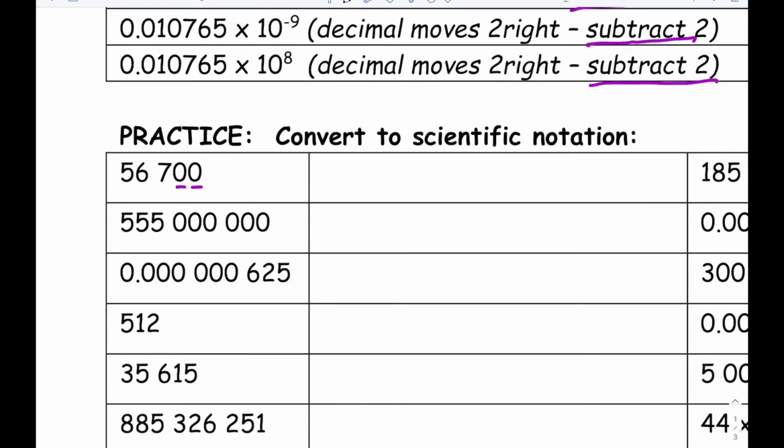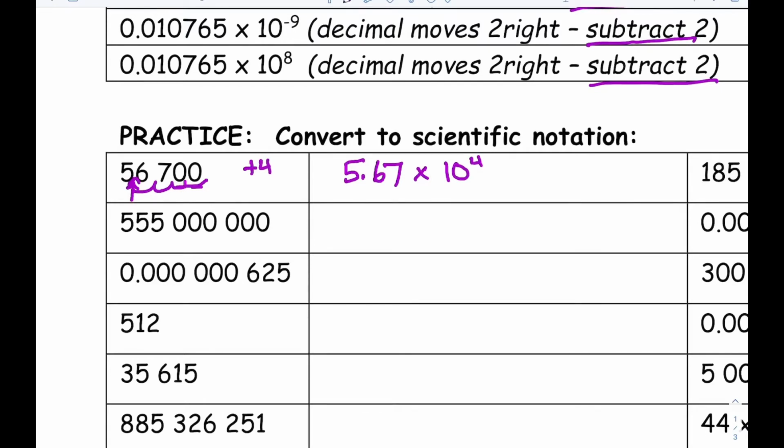So in order to write this value in scientific notation, the decimal point needs to be right here between the 5 and the 6. So to get it there, you need to move 1, 2, 3, 4 places, and we're moving to the left. So that means we're going to add 4 to that exponent. So 5.67 times 10 to the power of 4 is our answer.